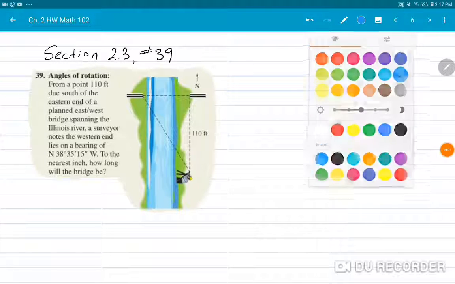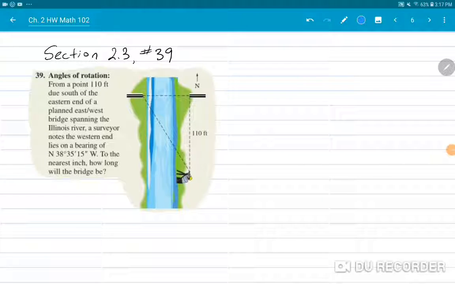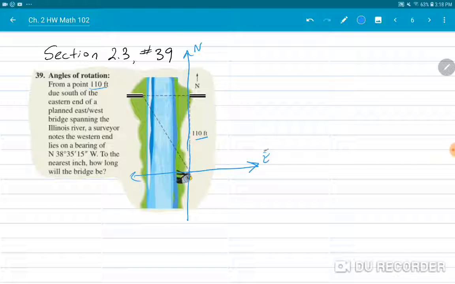Okay, in section 2.3, number 39, we have a word problem that says, from a point 100 feet away due south of the eastern end of a planned east-west bridge spanning the Illinois River, a surveyor notes. So I'm just going to set up our axis here. So we have our north, east, south, west.